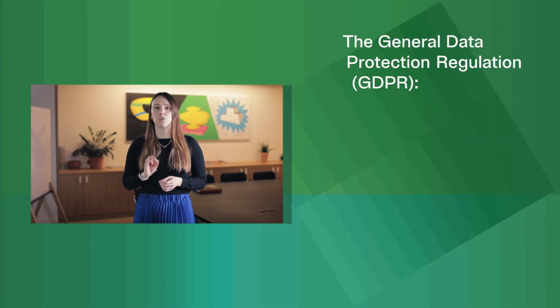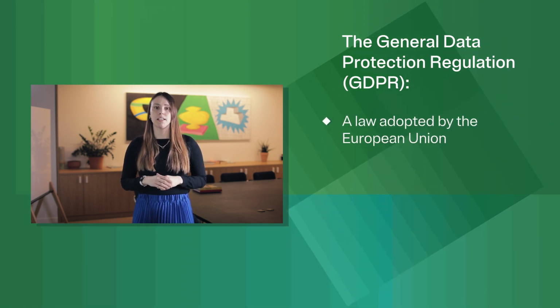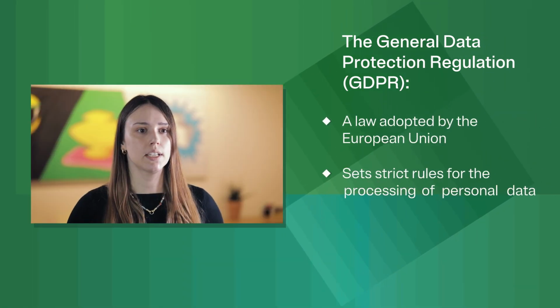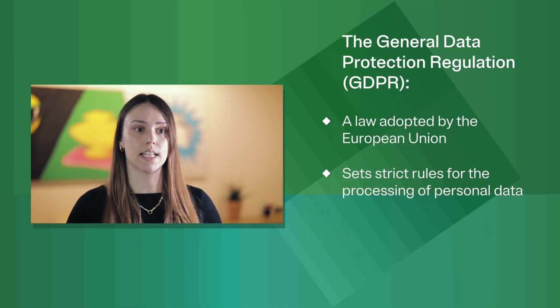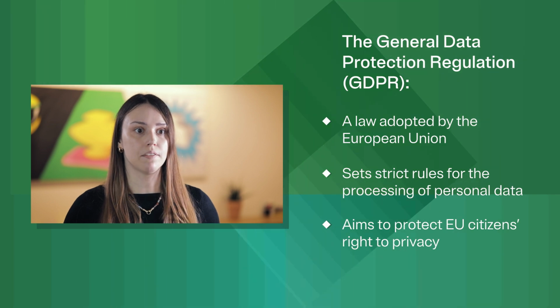Let's start with an overview of what the GDPR actually is. The General Data Protection Regulation, or GDPR, is a law adopted by the European Union that sets strict rules for the processing of personal data and aims to protect EU citizens' fundamental right to privacy. The GDPR is made up of 11 chapters that outline these rules, and it covers data subject rights, data transfer mechanisms, and enforcement, among other things.